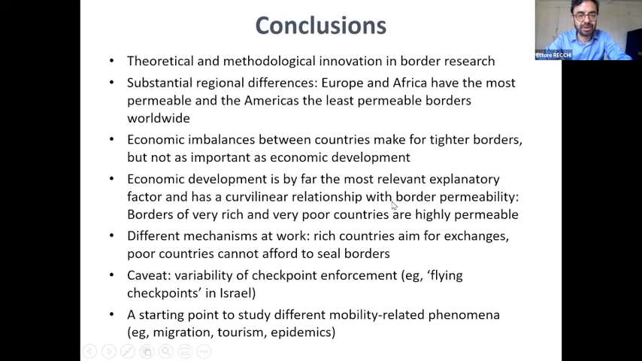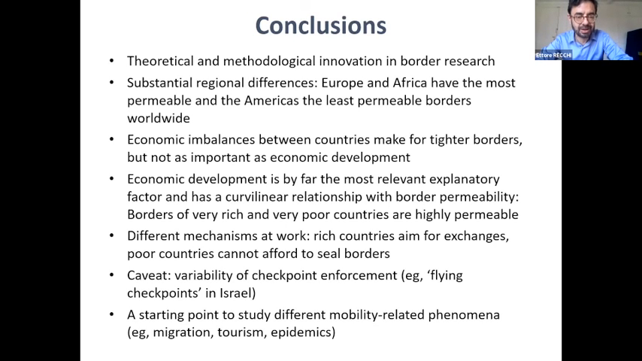So I'm reaching my conclusion. We think that using geographical information, and especially in an automated, digitized way, with APIs to get information about the structure of borders, is a substantial methodological innovation in border research. As for results, we find that Europe and Africa have the most permeable, and the Americas, and particularly North America, the least permeable borders worldwide.